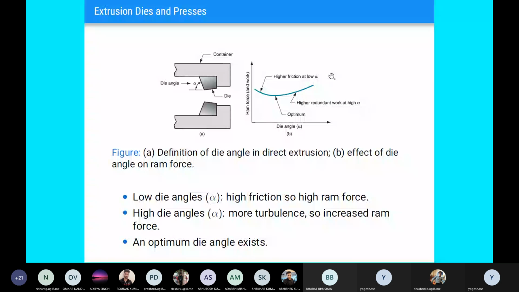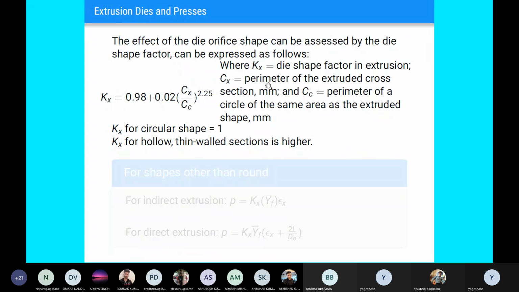So this value is your optimum value of the die angle. We have to decide an accurate or optimum die angle in order to reduce your ram force requirement in the case of extrusion processes.